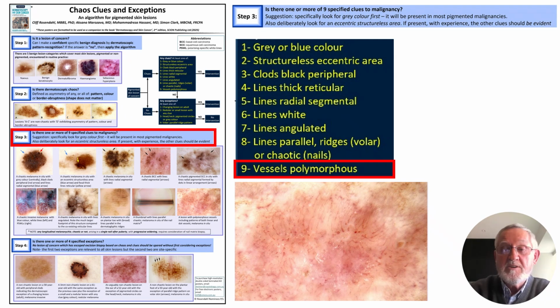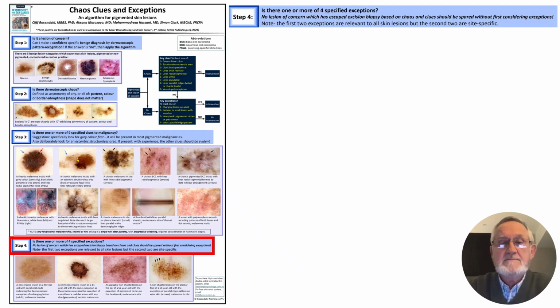The final clue is vessels polymorphous, and this refers to the presence of more than one pattern of vessels. Now, in this particular case, there's a pattern of linear vessels, and on the far left, you'll see a pattern of dot vessels. This combination is highly specific for melanoma, and this, in fact, was an invasive melanoma.